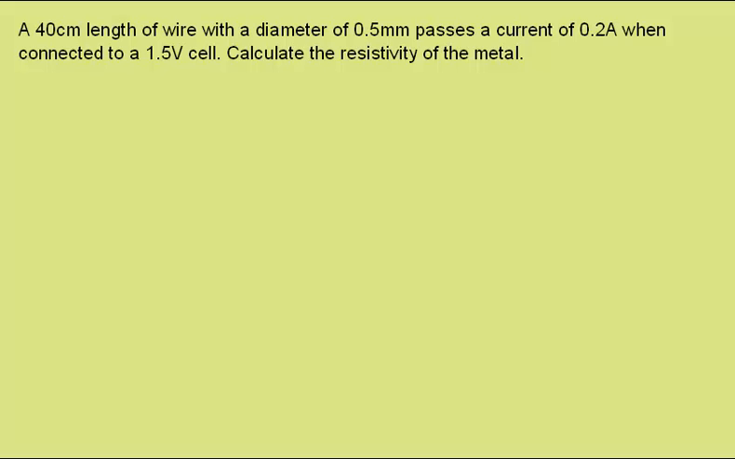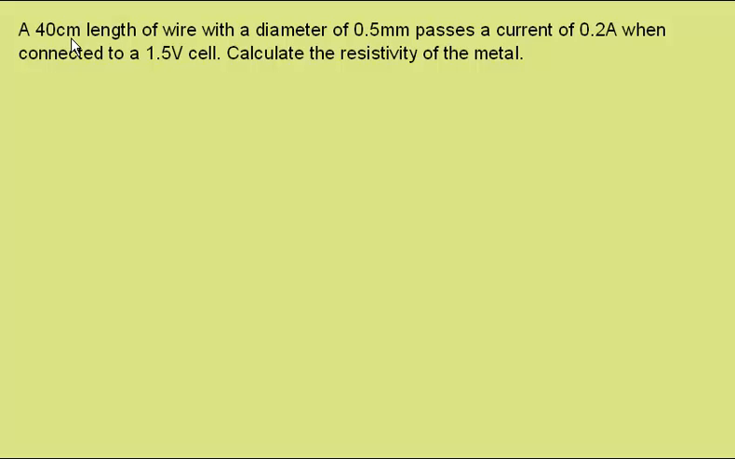Let's just look at this problem. A 40 centimeter length of wire with a diameter of 0.5 millimeters passes a current of 0.2 amps when connected to a 1.5 volt cell. Calculate the resistivity of the metal. Well, we've got quite a few mixed up units here.